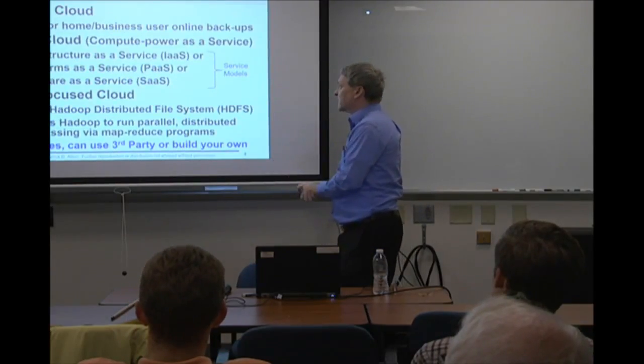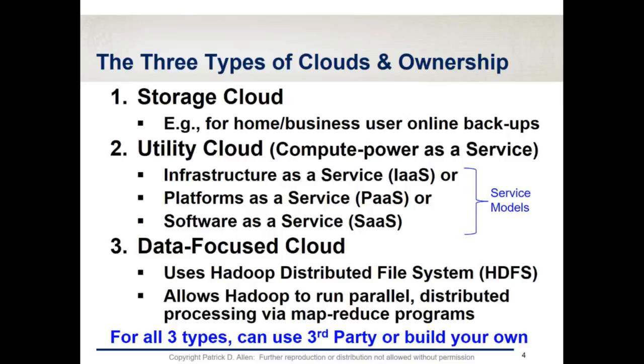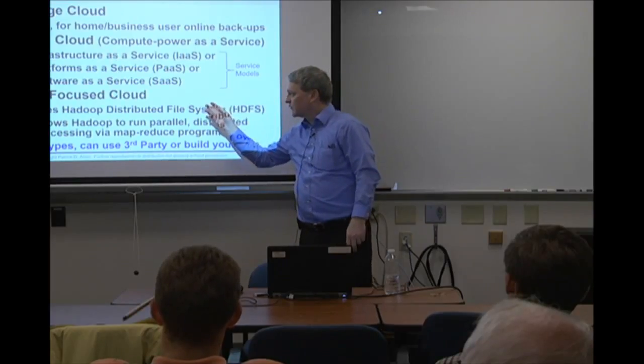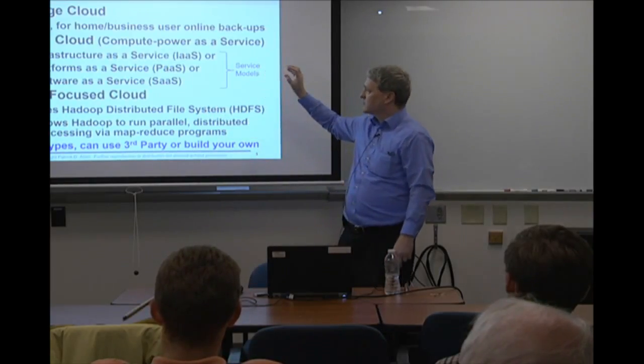So the 3 types of cloud: you got the storage cloud, which you get for your home and business. Anybody use cloud storage? Lots of folks do. And that's the first type. Basically, stuff goes in and it comes out, and that's all it does. There's no real processing per se. The utility cloud, which is what a lot of people have heard about, is usually compute power as a service. And there's 3 types of that. You have the infrastructure as a service, and I'll get into more details later, the platform as a service, and software as a service, and these are what are called service models.